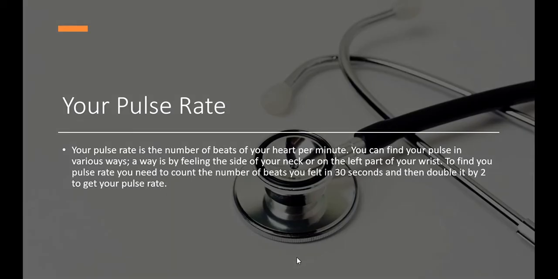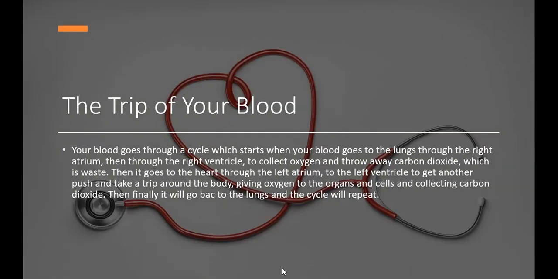Now on with graphs and pulse rate. The flow of your blood is very important. Your blood goes through a cycle which starts when your blood goes to the lungs through the right atrium. Then it goes through the right ventricle. So it will basically go through the right atrium, and then wait for an opening to get to the right ventricle.